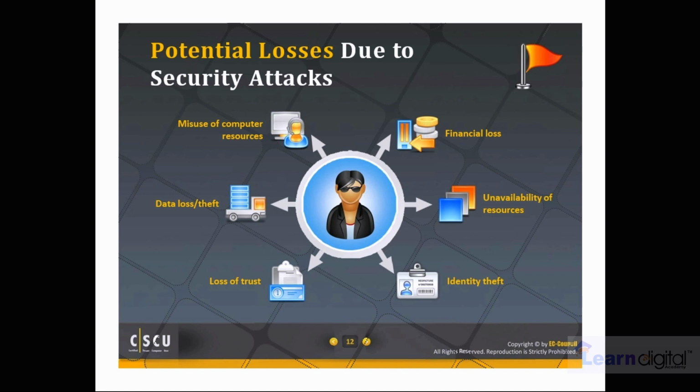So, what are the potential losses due to security attacks? As we discussed in the previous session as well, if you are not keeping your devices secure, you may face misuse of computer resources, data loss or theft, loss of trust, financial loss, unavailability of resources, and identity theft. Yes, that's true.